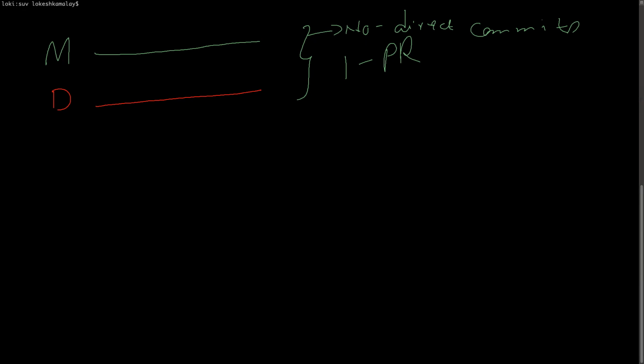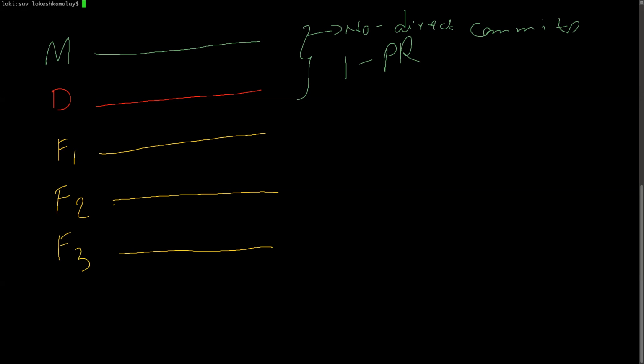Now whenever a new developer wants to work on his changes, he is going to create his feature branch. Another developer creates another feature branch, and another developer creates another feature branch. So now we have three developers working on three different features. We have the master branch, which is protected, and the development branch, which we are considering as the integration branch.